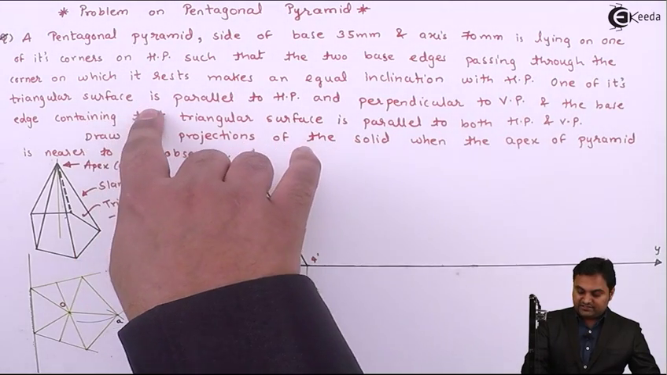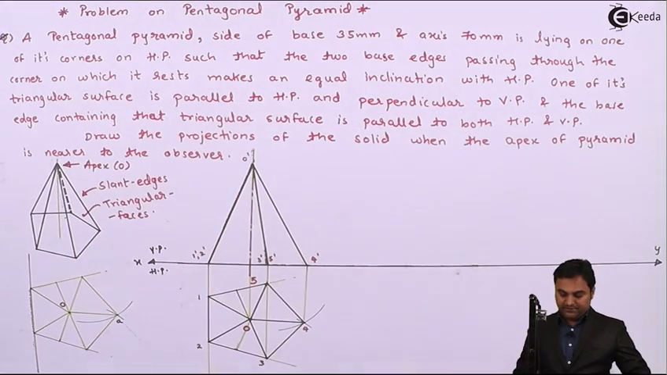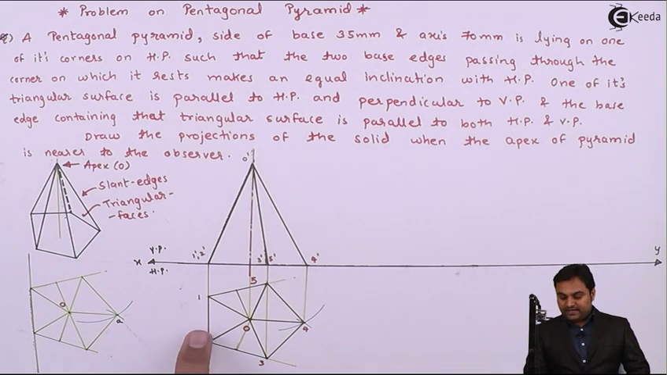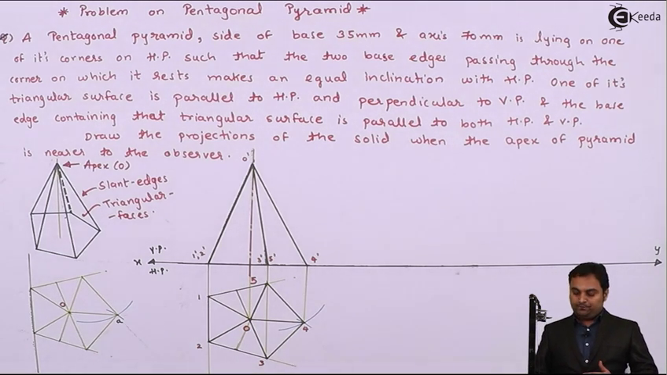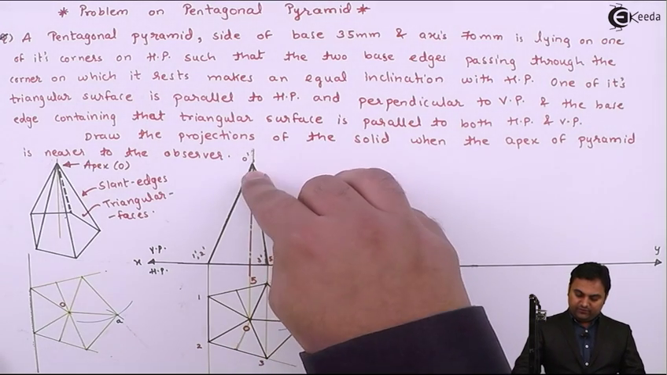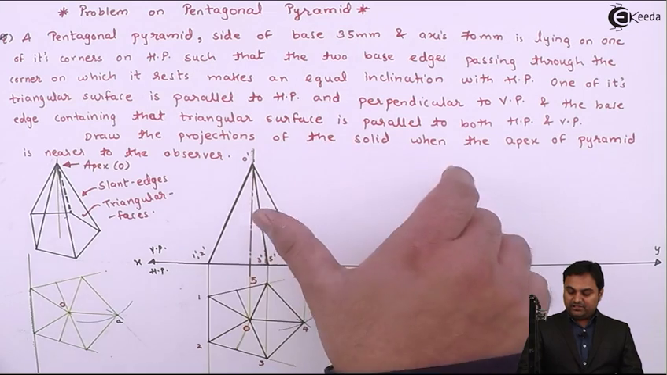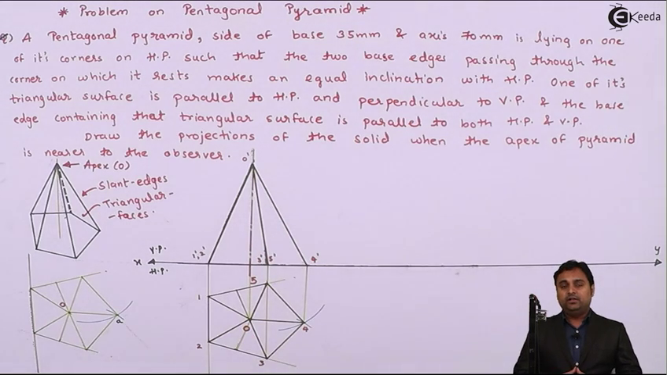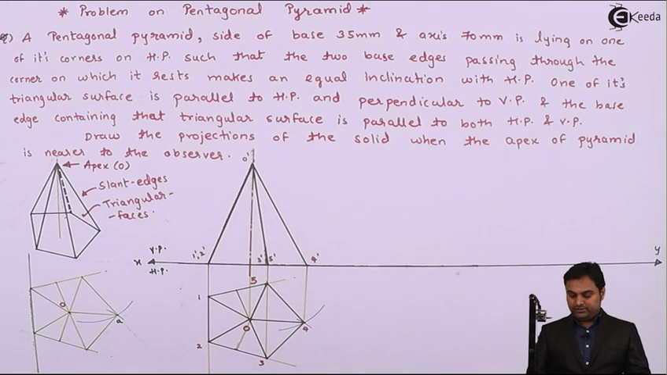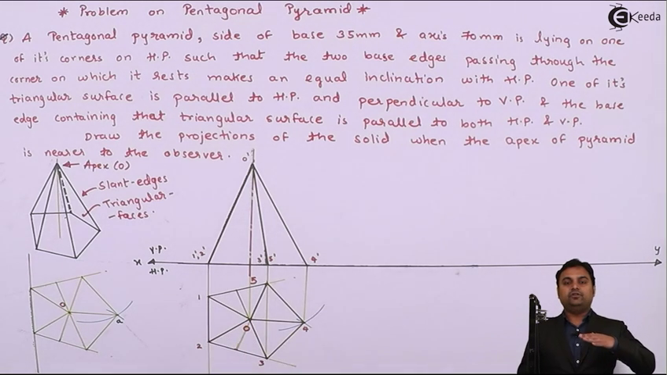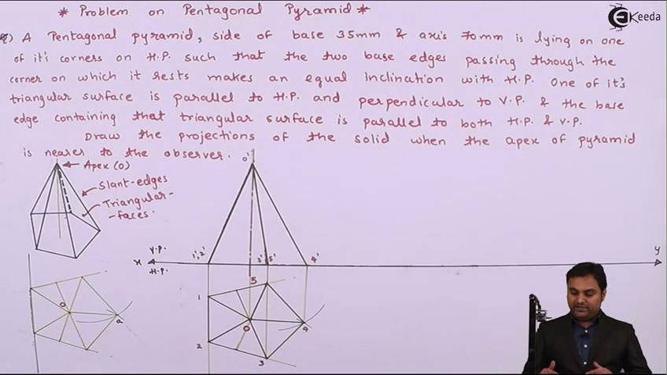One of its triangular faces or surfaces is parallel to HP. Now the second condition is, one of the triangular faces is parallel to HP. So here I'll make the triangular face O dash, 1 dash, 2 dash parallel to HP. And why is this face made parallel? Because the pyramid will be tilting about its corner. So when it is tilting about its corner, the triangular face O12 will become parallel to HP, and then it will be perpendicular to VP.